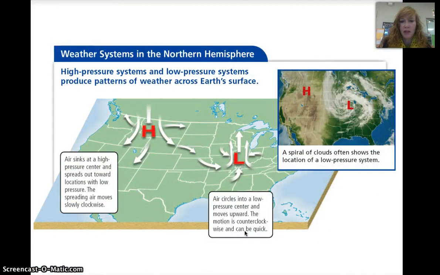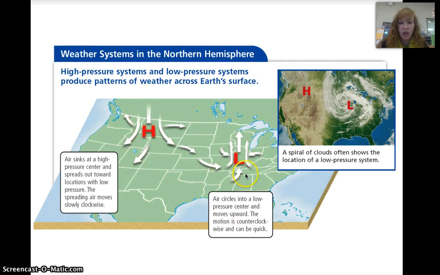So looking at a map, you may have seen something similar to this on the weather on the news, but you can see this would be an area of high pressure. And so what that means is that it's cooler air, and so it's pressing down, and so you're not going to have clouds here. So they're having sunny skies. It says air sinks at a high pressure center and spreads out toward locations with low pressure, because remember, high pressure chases the low pressure. The spreading air moves slowly clockwise.